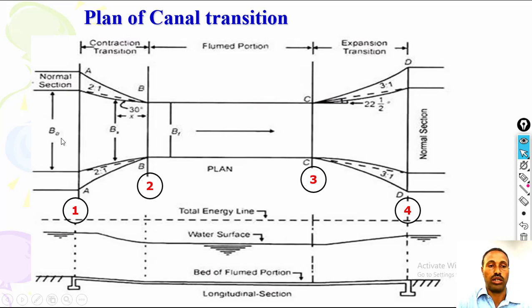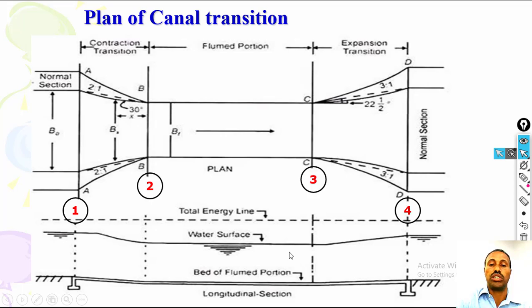You have a normal cross section. Then you have a contracting transition with this curve. Then water is entering to this. Then it will go to this side. So you have flume portion from here, from B to C, and the expansion transition. So you need to compute the energy level, total energy level, water surface level, and bed level. So this is the longitudinal section of water level inside this canal.